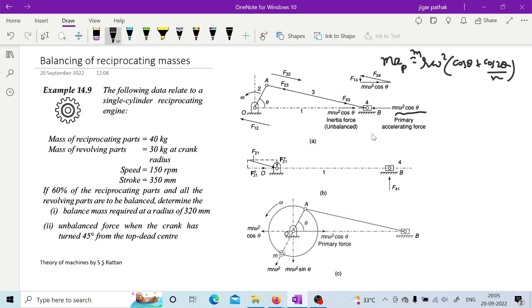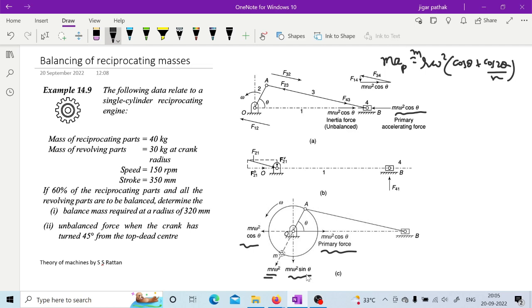So here, this unbalanced force m r omega square cos theta is acting, so what you can do is provide a balancing force like m r omega square on the crank pin. When you add that mass over the crank pin in order to balance the primary force m r omega square cos theta, you can balance it with this component m r omega square cos theta. But in doing so, it will have one more vertical component, that is m r omega square sin theta, and it is not going to be balanced.